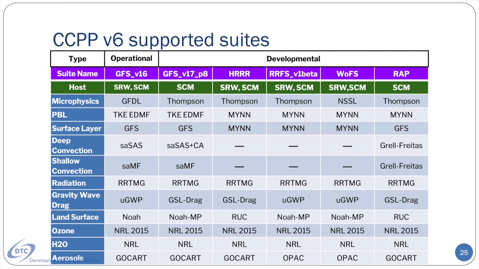Another supported suite, GFS v17p8, builds upon the v16 suite. The main differences from v16 to v17p8 being the Thompson cloud microphysics, the NOAA GSL drag suite, and the NOAA MP land surface model. The other suites in this table include additional CCPP compliant schemes not mentioned as part of the UFS supported suites, but are available for research and development purposes.